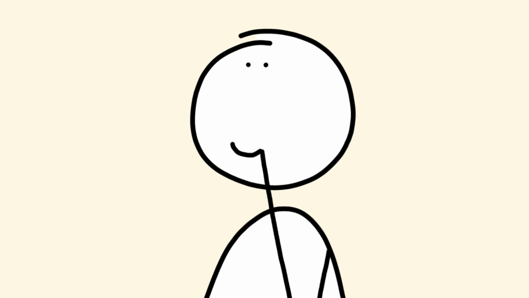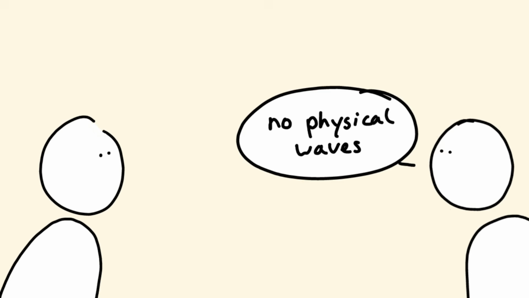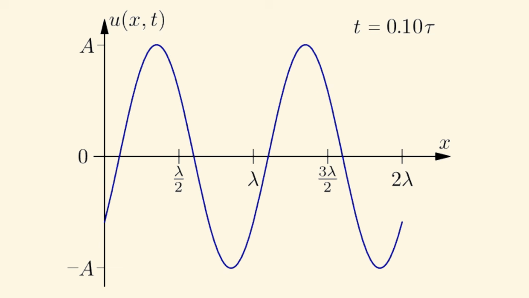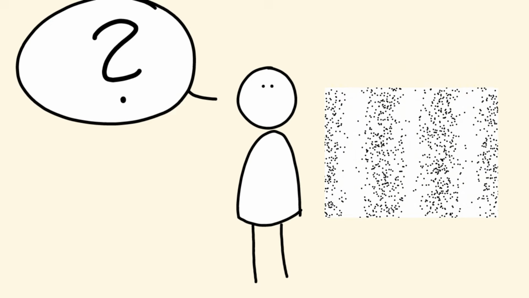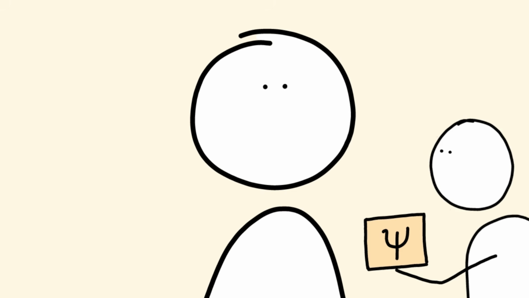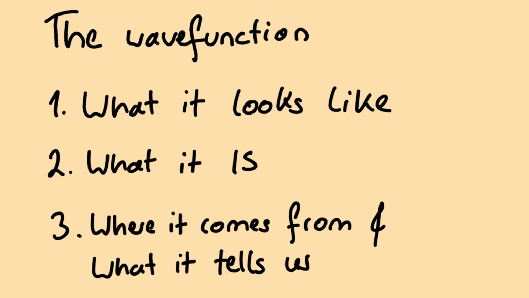But in the case of an electron, in quantum mechanics there is no physical medium going up or down. So quantum mechanics does not say that the electron is physically oscillating. But quantum mechanics also says that there is indeed something that oscillates. What? And where do the wave phenomena come from? We'll get there. But first, let me try to convince you that the wave function does not correspond to a physical wave. And then we'll see what the wave function actually looks like, where it comes from and what it tells us.